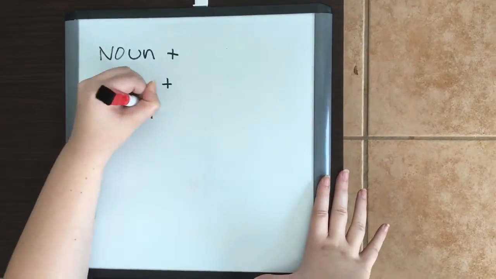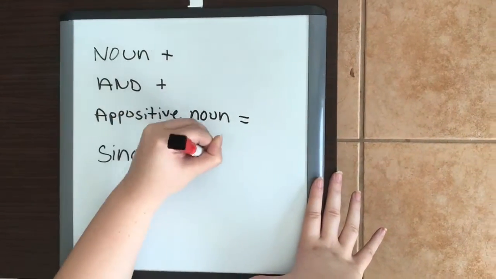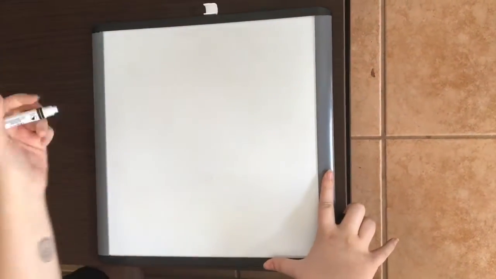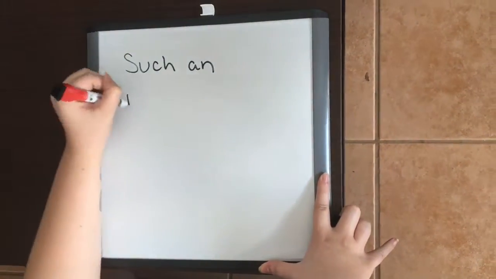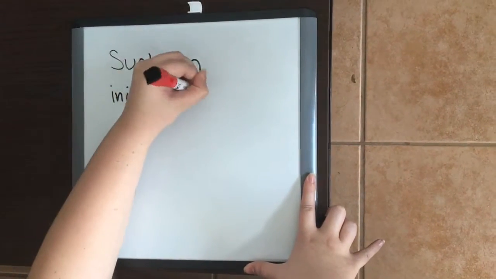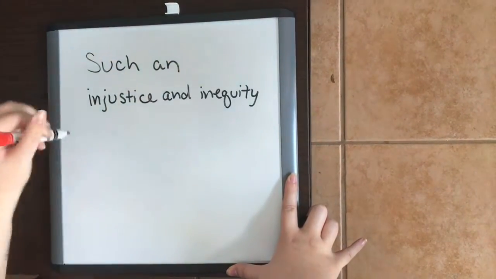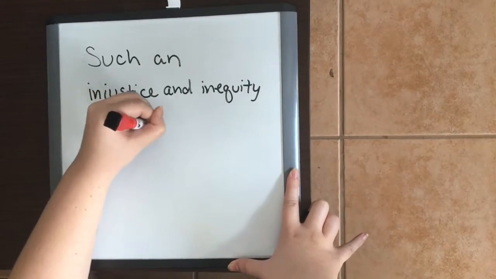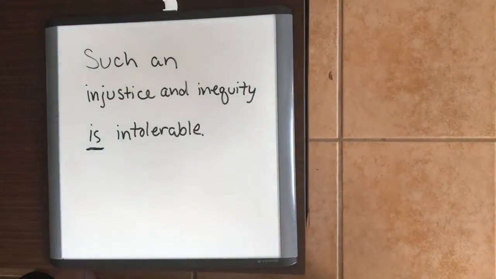Appositive nouns joined by and are also treated as singular. Let's look at this example. Such an injustice and inequity is intolerable. Here you have the appositive nouns joined by and, thus the singular verb is used.